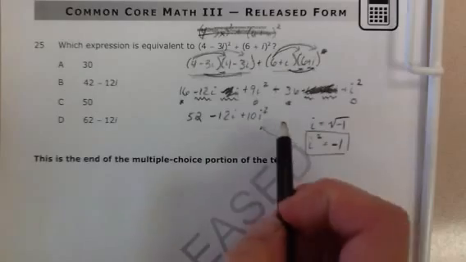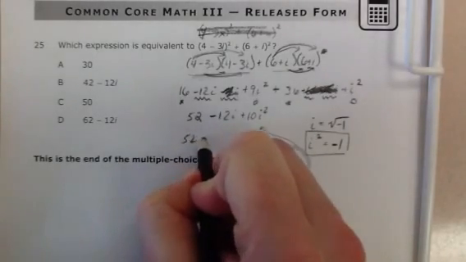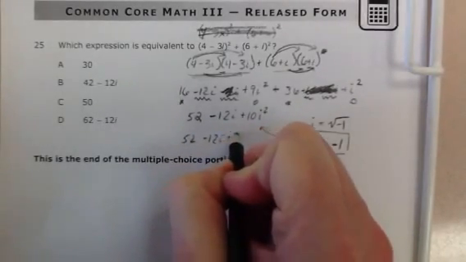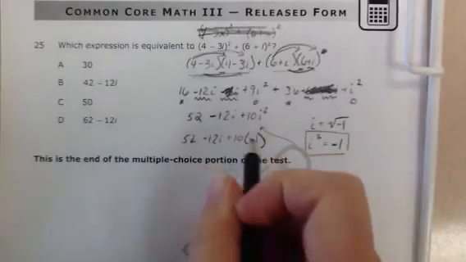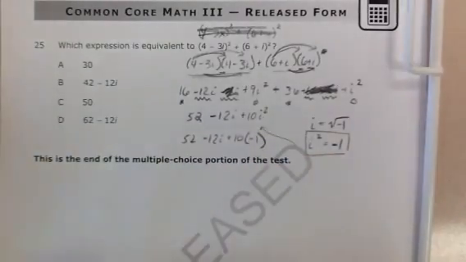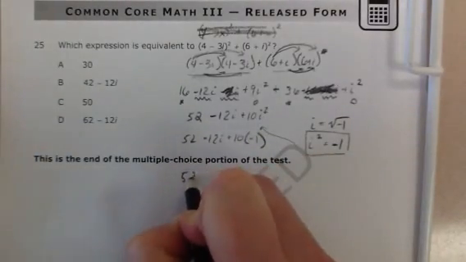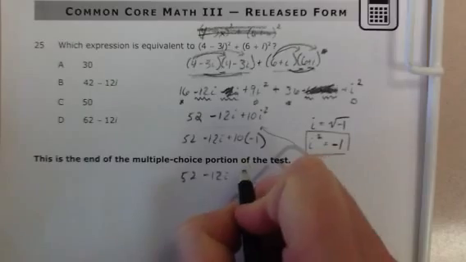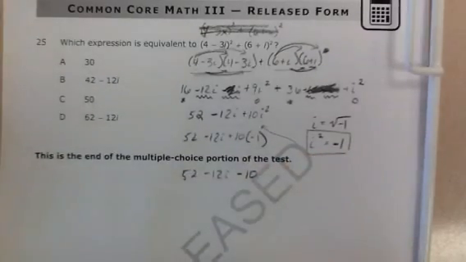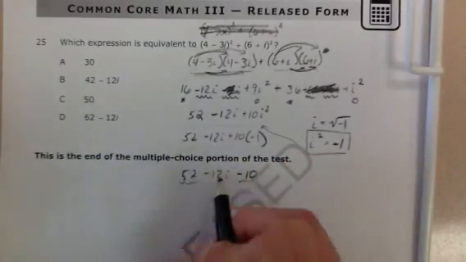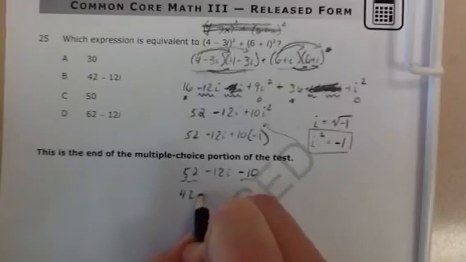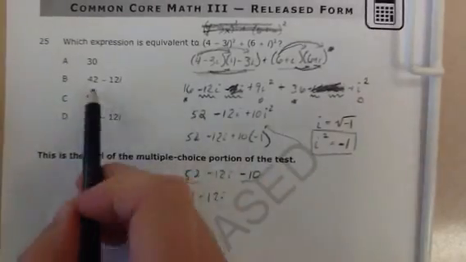Take the i squared out and put negative 1 in. So 52 minus 12i plus 10 times negative 1. i squared is the same thing as negative 1. And then that makes this negative 10. And now we have like terms to combine again. So this makes this 42 minus 12i, which is actually the answer choice here.